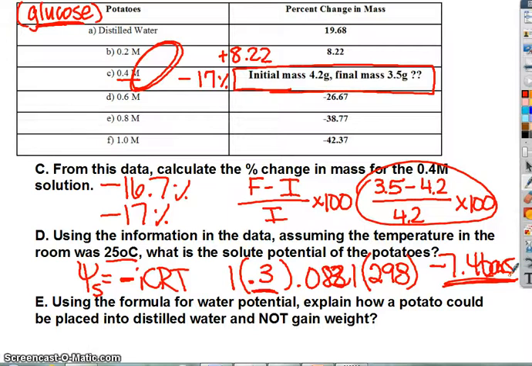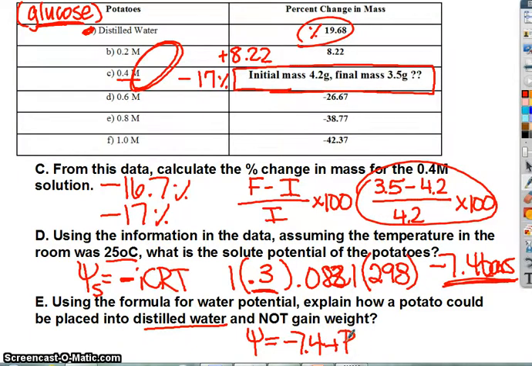And then the last question asked, using the formula for water potential, explain how a potato could be placed in distilled water and not gain weight. Well, distilled water would have a solute potential of 0. And so based on solute alone, obviously water would go in. Here's distilled water, and obviously water went in. But our final formula for water potential is equal to solute potential, which was negative 7.4, plus pressure. If our pressure was high enough, we could counteract the fact that the solute potential was negative. And so that was your answer, something incorporated.